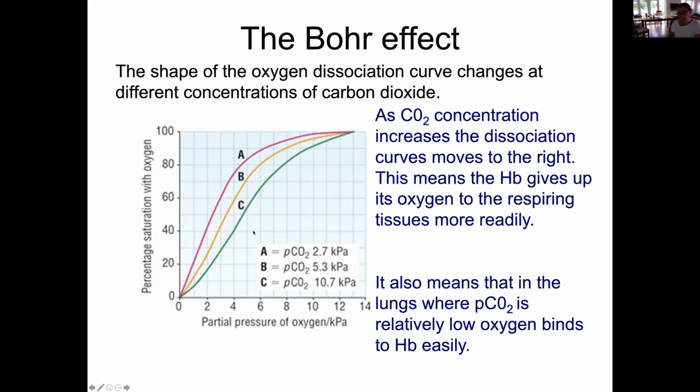Curve A, the pink one, is at the lowest partial pressure of CO2. The more carbon dioxide that's there, the lower we can see the affinity of hemoglobin for oxygen at any partial pressure of oxygen. As the concentration of carbon dioxide gets higher, the curve continues to shift to the right. That's a really useful thing. We refer to that as the Bohr effect, and it summarizes the relationship between CO2 and hemoglobin's affinity for oxygen.